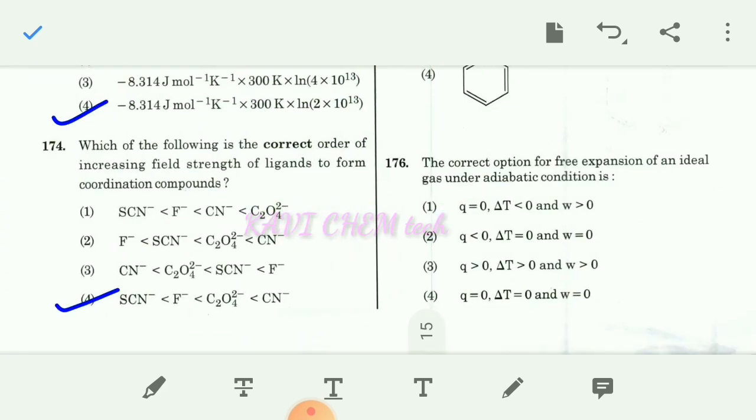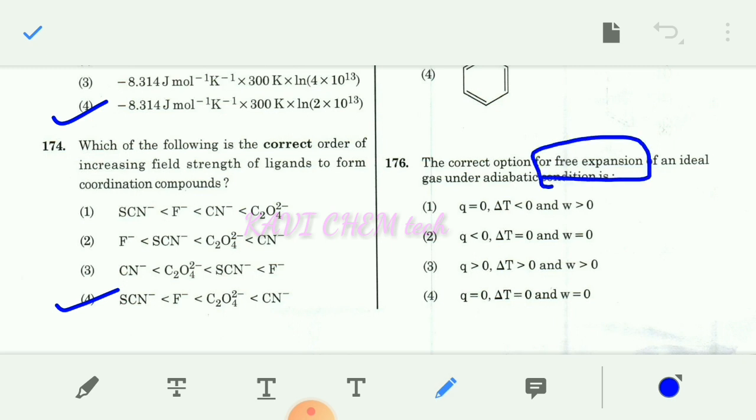Next one, question number 176. The correct option for free expansion. When free expansion happens, automatically Q will be 0. The change in temperature, T1 and T2, will be equal, so del T will be 0, and work done is also equal to 0. So option 4 is the correct answer.